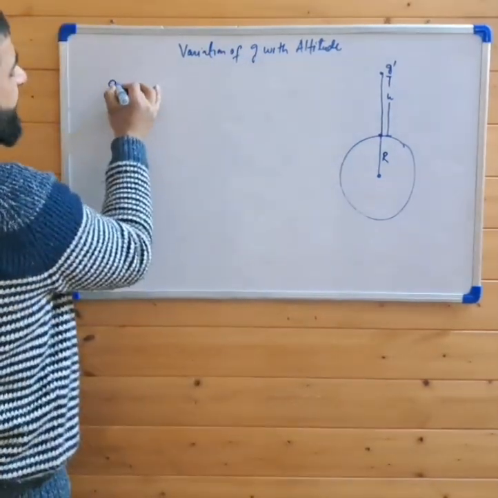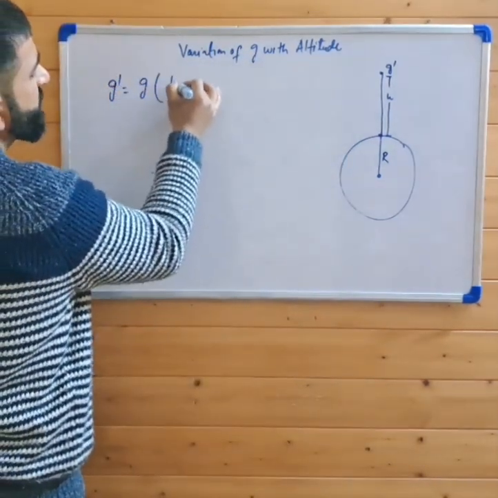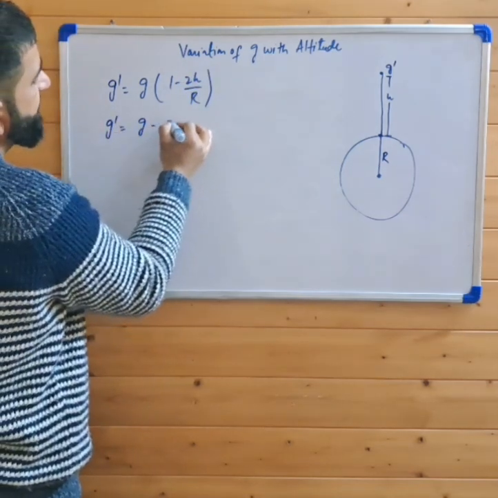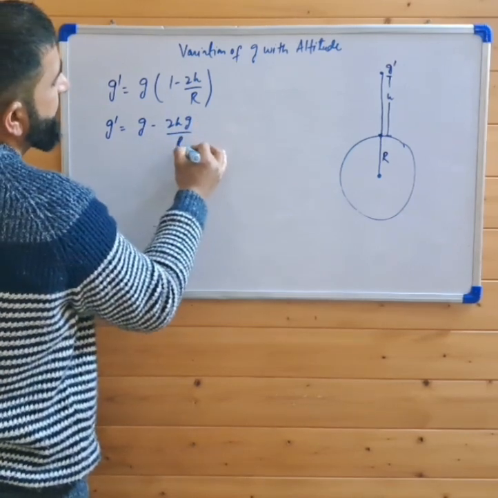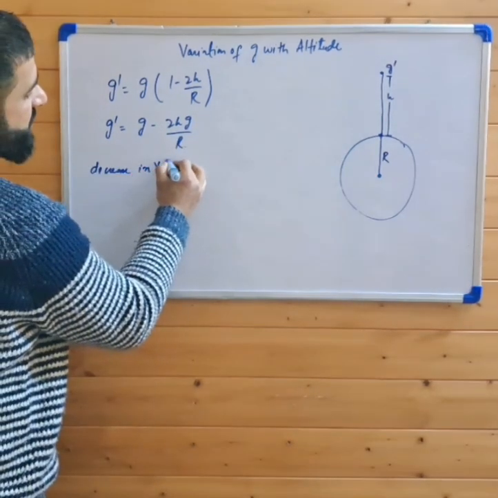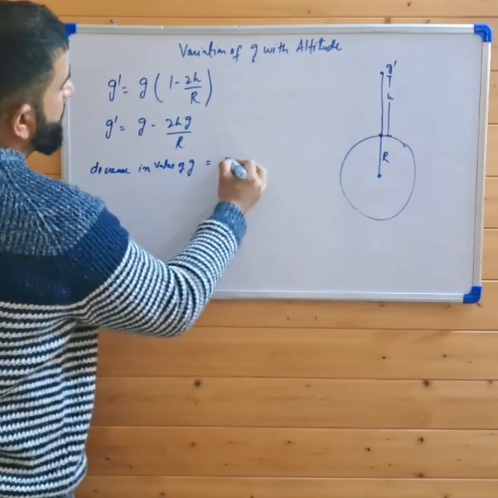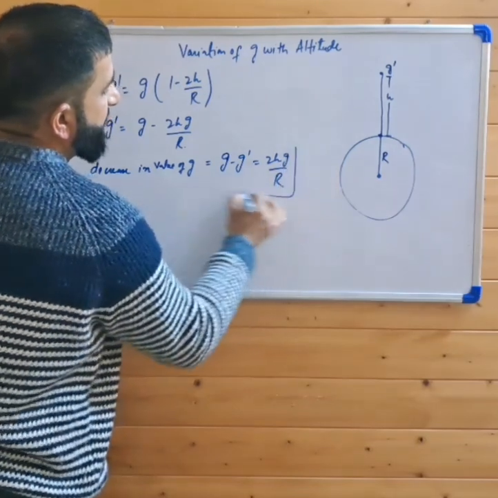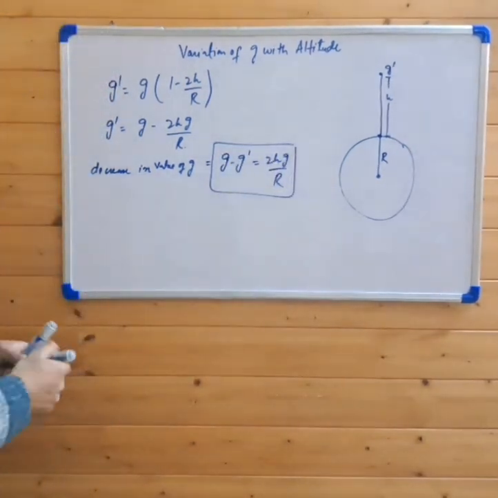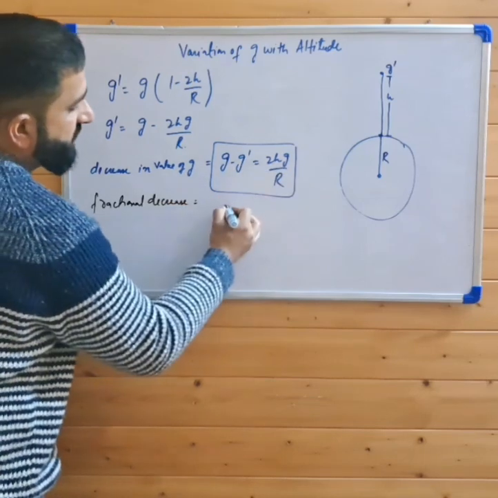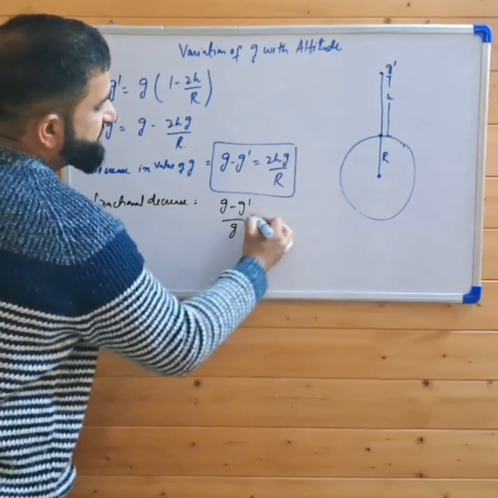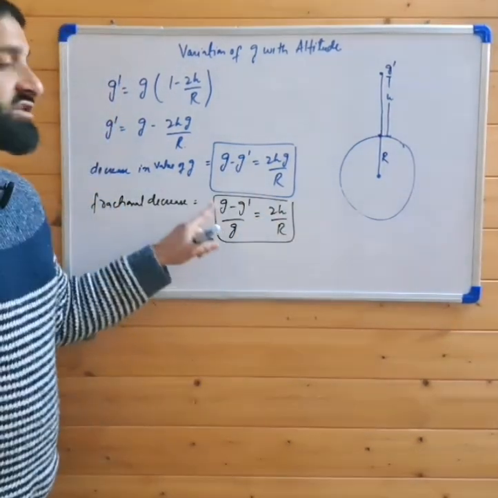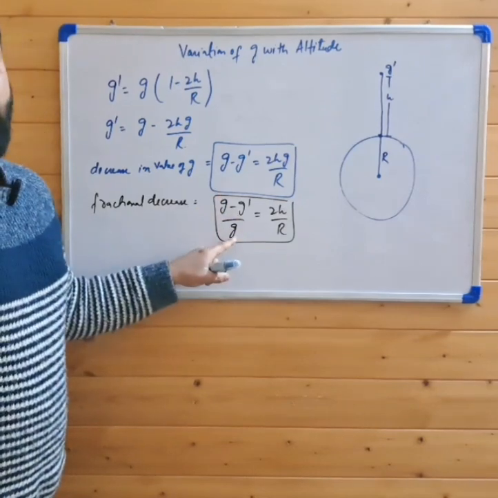Now, as already explained, g dash is equal to g into 1 minus 2h divided by r. So g dash is equal to g minus 2hg divided by r. Decrease in value of g is equal to g minus g dash, that is equal to 2hg divided by r. So this is the decrease in value of g. Fractional decrease is equal to g minus g dash divided by g, that is equal to 2h divided by r. This is the decrease in value of g. This is the fractional decrease in value of g.